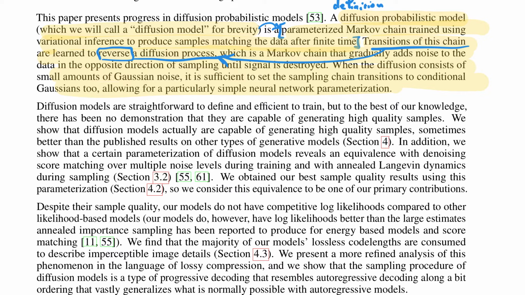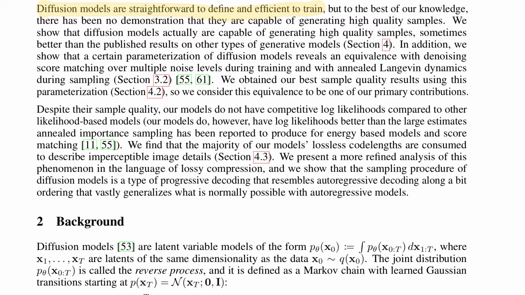So having this Gaussian conditional assumption is going to enable you to efficiently parameterize your neural network models and utilize it in this process. And diffusion models are straightforward to define and efficient to train, which makes a good case for the use of them in generative modeling of images. And this paper is going to show that even though there has not been a demonstration that they are capable of generating high quality samples, it is possible to make use of them in order to do that.